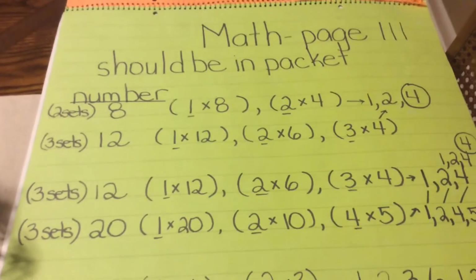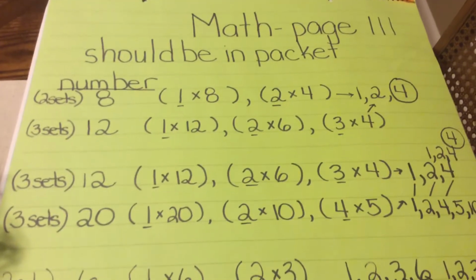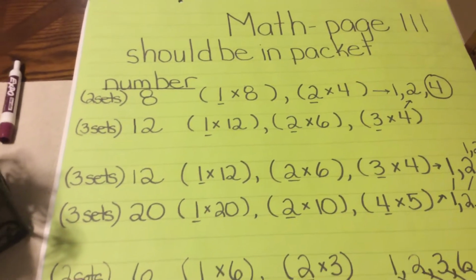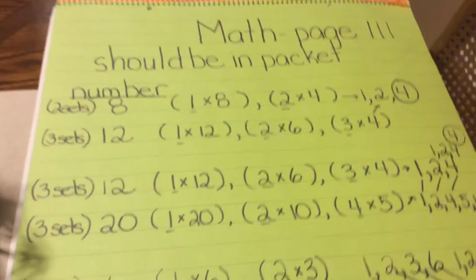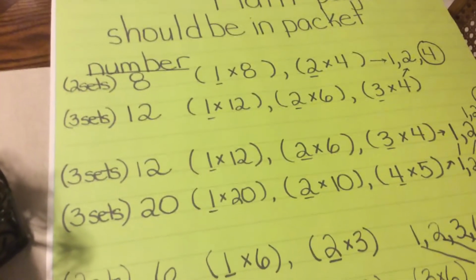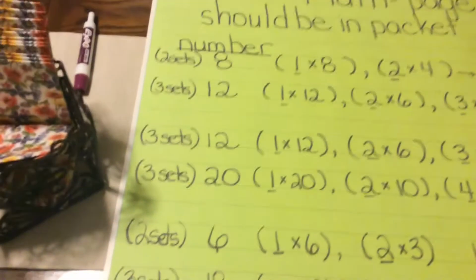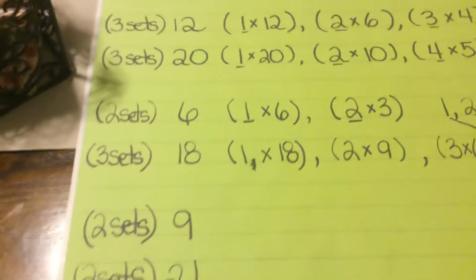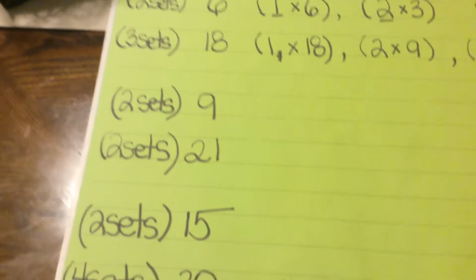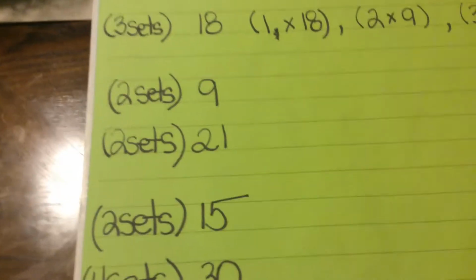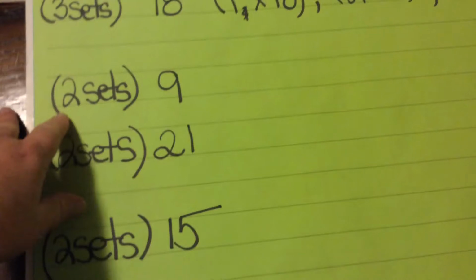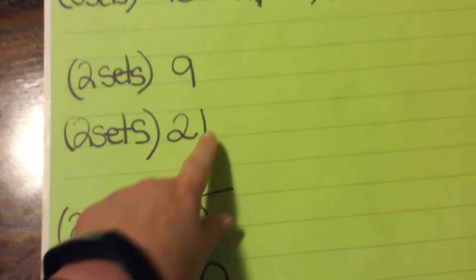We are back on math page 111 today. Remember that you should have completed section 1, and that was the pairs of factors. It was review, and you were then completing, and I'm moving down our chart, the two sets that we were looking at. The 9 has two sets of factors.